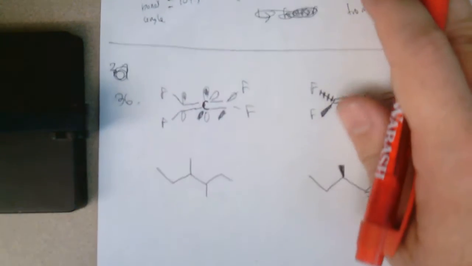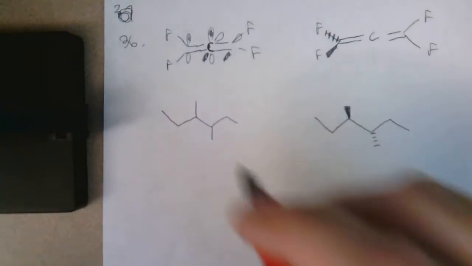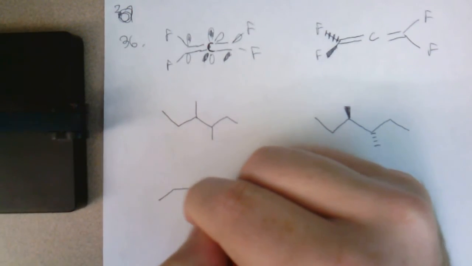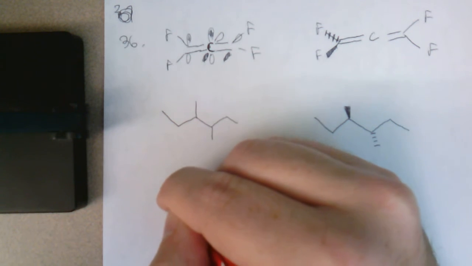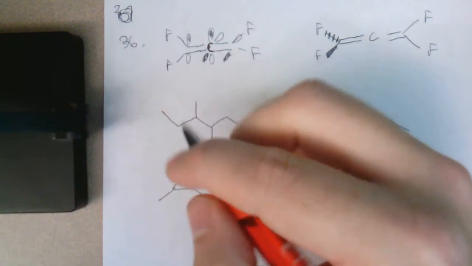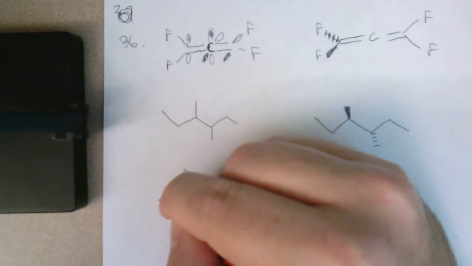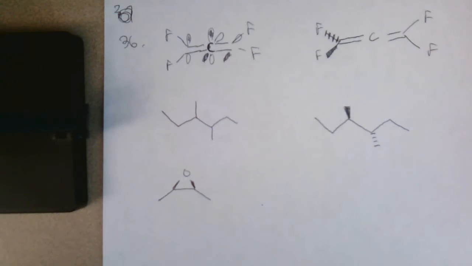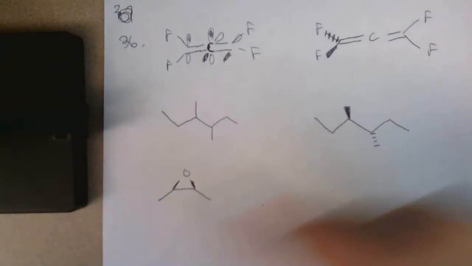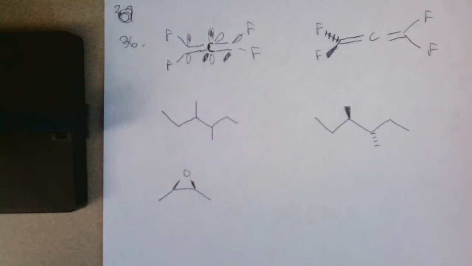Okay, number C. Let's go on to number C. So on number C, we have this little guy, this little epoxide. We'll get to know epoxides next semester. Well, you guys will. I don't know what my role will be in this class at that point. But you guys will learn about epoxides.